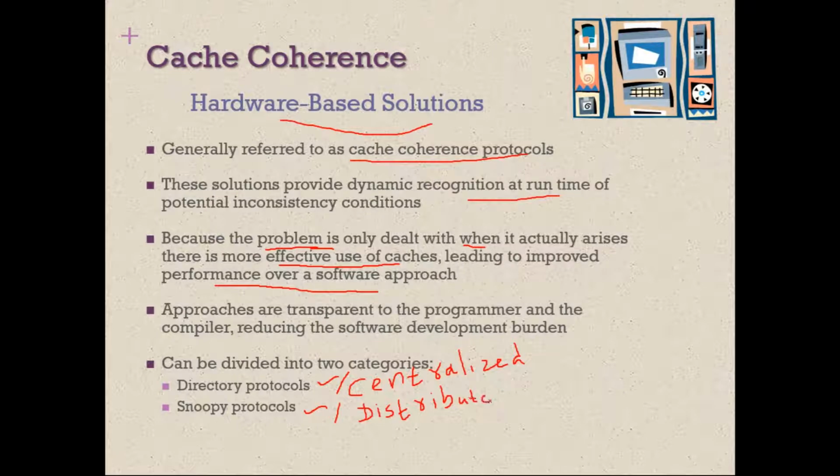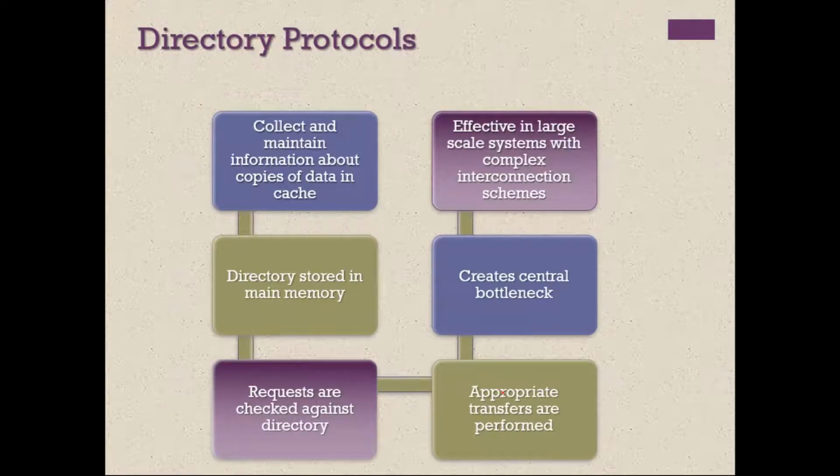Coming to directory protocols, in a directory protocol there will be a centralized controller along with the memory controller. We have a memory controller, right? Say, for example, this is main memory, and there is a memory controller. Apart from the memory controller, we have another controller, which is called CC, the centralized controller, or you can consider it as a part of the memory controller.